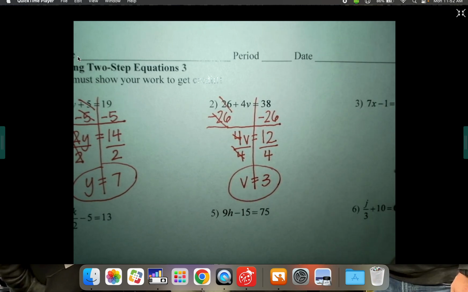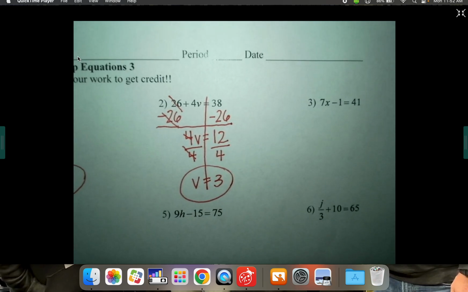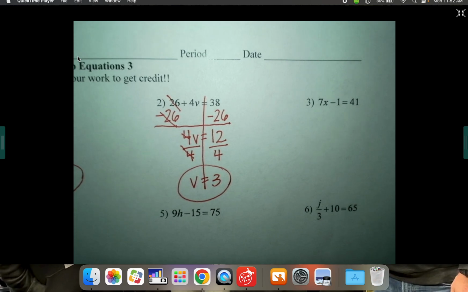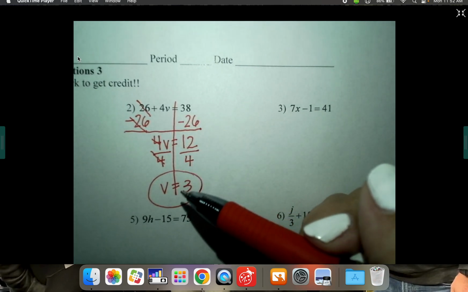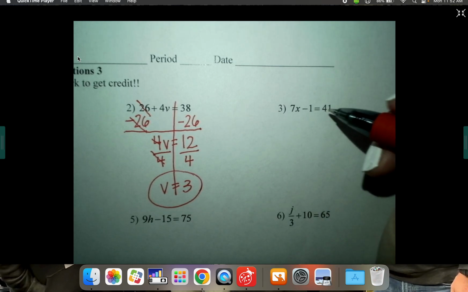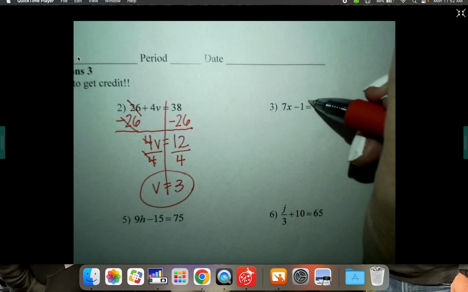If I'm going too fast, definitely pause the video and make sure you're getting all of these steps. I'm just trying to go a tiny bit faster today for those students who need it a little faster. And if you're still writing, please push pause and catch up and make sure you understand all of it.